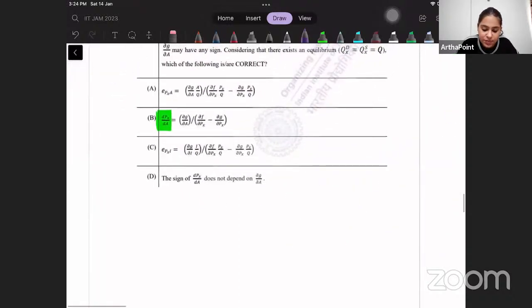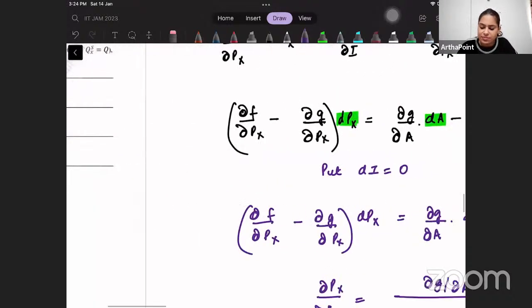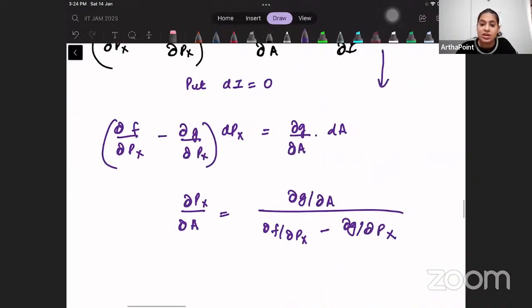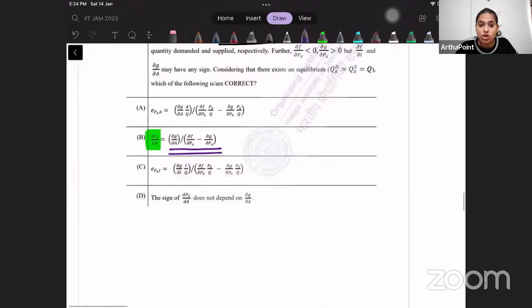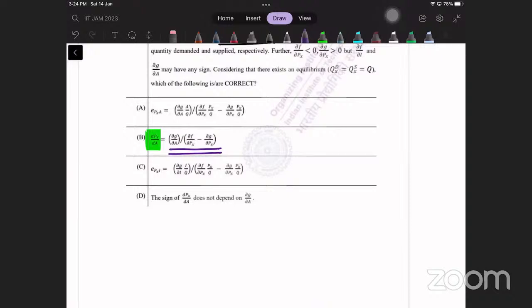That means this one. So do you think that it's the same thing? It is. If you see, numerator is del G by del A and denominator is del F by del Px minus del G by del Px, which means that we have got the same answer. So this is exactly matching the scenario. So this is the correct thing.